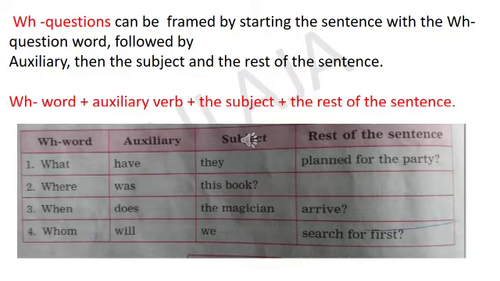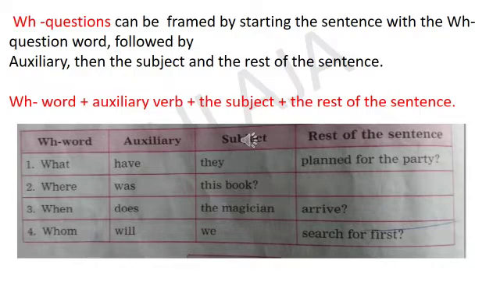Examples are given. WH word, what: have they planned for the party? So, what is the WH word; the auxiliary verb is have, then the subject, they, and the rest of the sentence, planned for the party. Next, WH word, where, auxiliary verb was, this book is the subject. Third one. Now tell me which is the WH word, auxiliary, subject, and rest of the sentence.